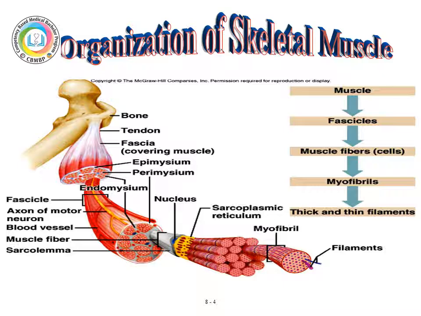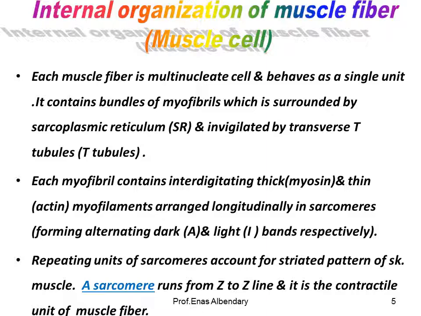This is the muscle, this is the tendon of the muscle, and this is the fascicles. The fascicles are formed of muscle fibers, and the muscle fiber is surrounded by sarcolemma, and this muscle fiber is formed of several myofibrils. And myofibrils contain thick and thin filaments, as we see in the picture in front of you on the left side of the slide.